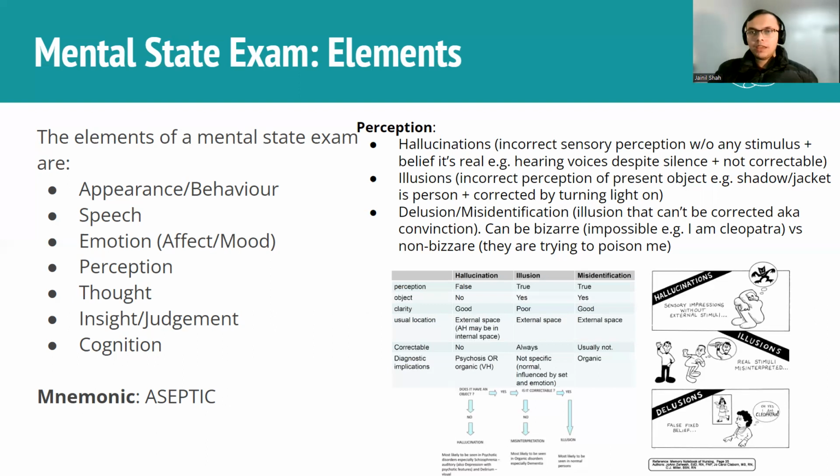So for example, if you're hearing voices, despite yourself being in a completely quiet room where there's no chance for voices to emerge, that's a hallucination, right? Because you're hearing voices without any actual auditory stimulation. And you believe it's real. So even if someone tells you there are no voices here, because it's a hallucination, it's not correctable. Even if someone tells you there are no voices here, you'll continue to hear those voices.